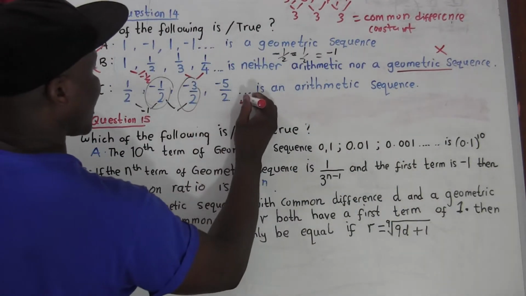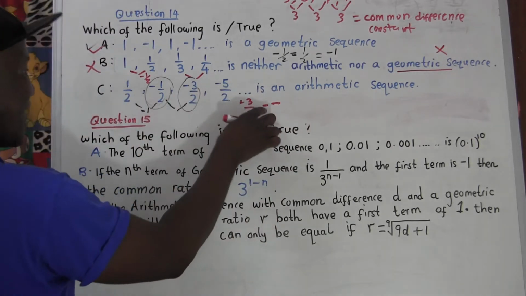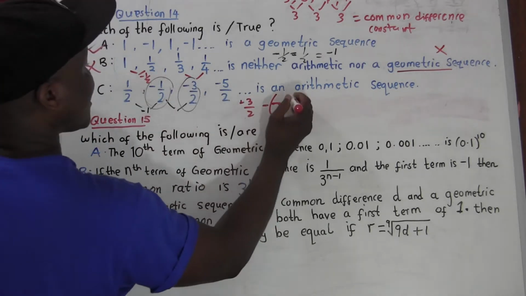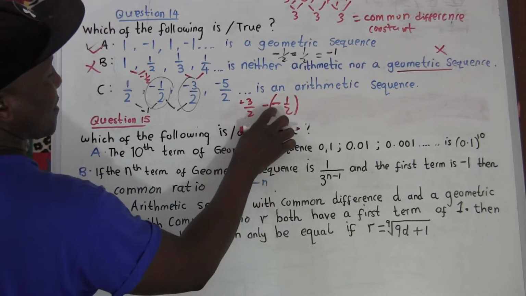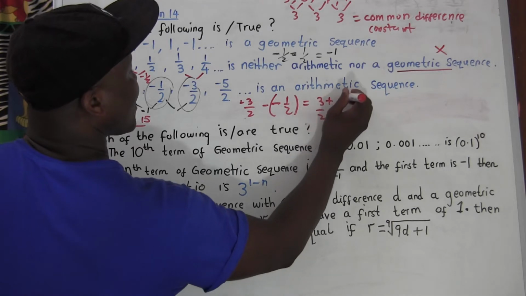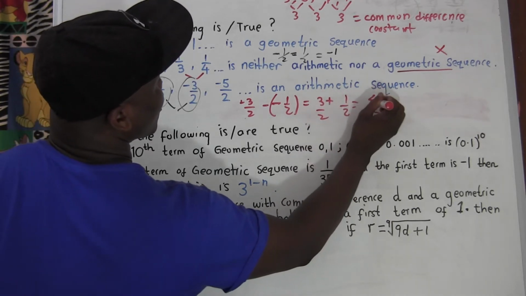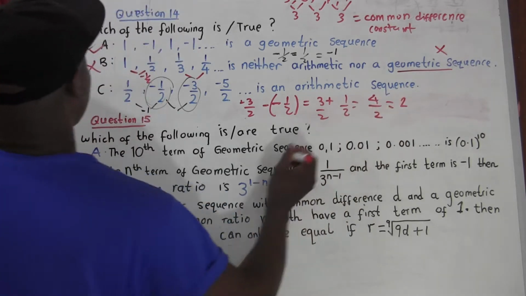-3/2. So -3/2 minus, because you minus, but at this number it has a minus a half. Okay, now minus positive. So this is going to be 3/2 plus 1/2. So the denominator is the same, so write 2. 3 plus 1 equals 4. 4 divided by 2 equals 2.